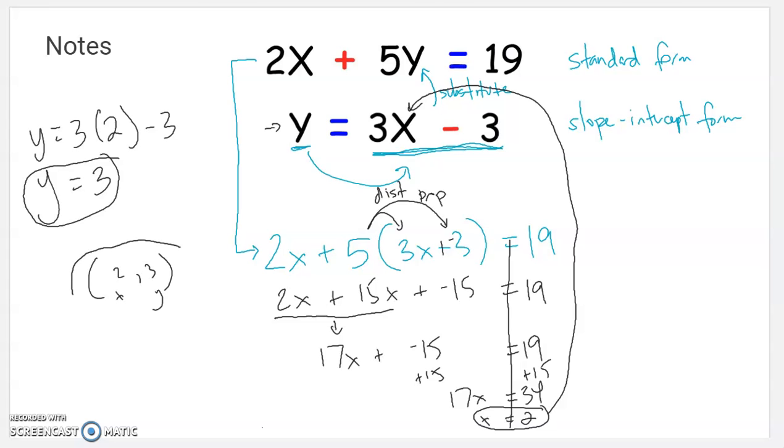Got it. So y'all, that is the substitution method with one standard form equation, one slope-intercept form equation. Boy, I know that's a lot. I don't know that I could possibly feel great about that with only 2 examples.